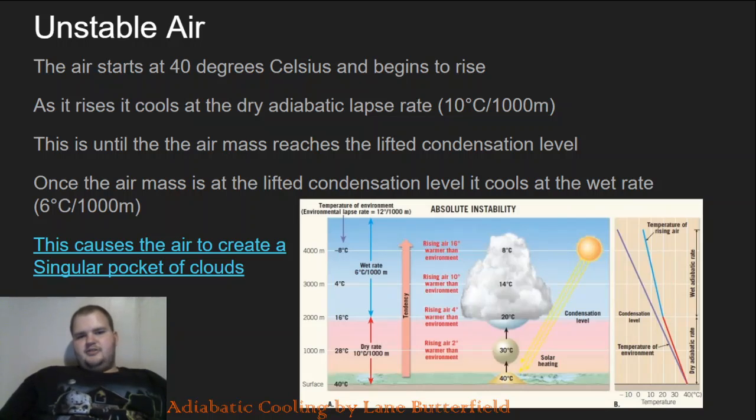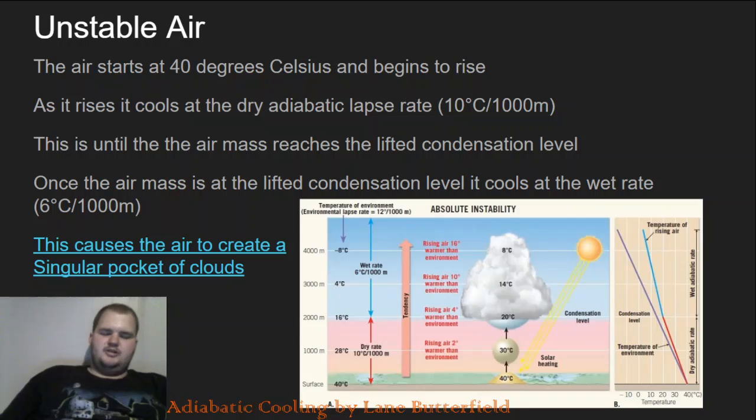Unstable air, on the other hand, is a little more complicated. In the diagram below, the air starts at 40 degrees Celsius and is being heated by the sun, but as the air rises, it cools at a dry rate, which is 10 degrees Celsius per 1,000 meters. This happens all the way up until the lifted condensation level. Above the lifted condensation level, the air then cools at the wet rate because it is saturated since it is the same temperature as the dew point.